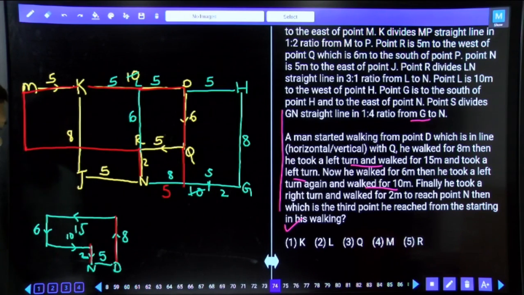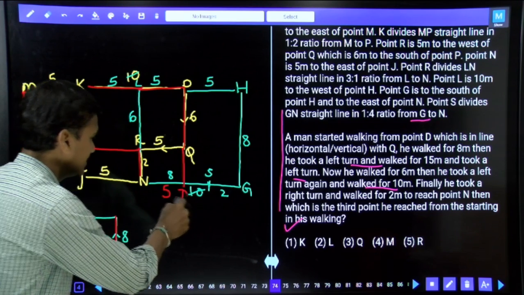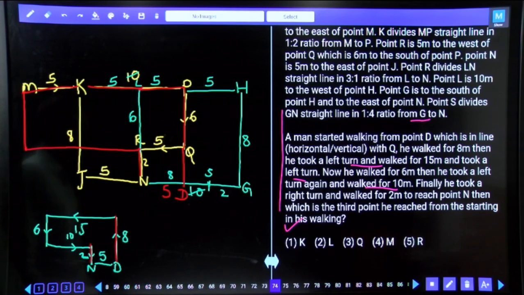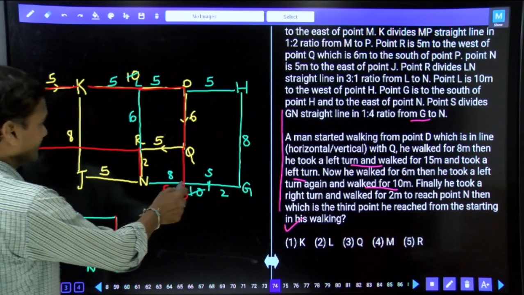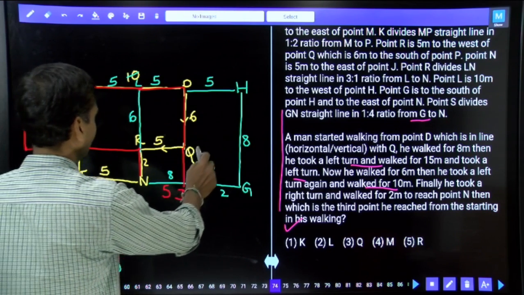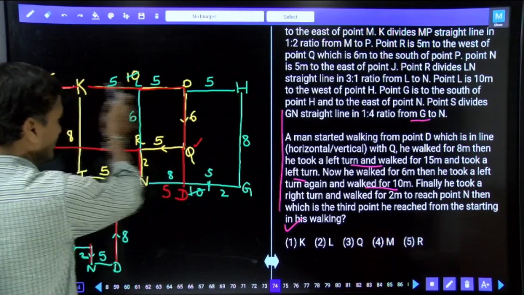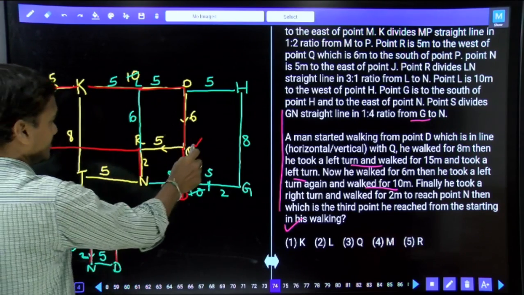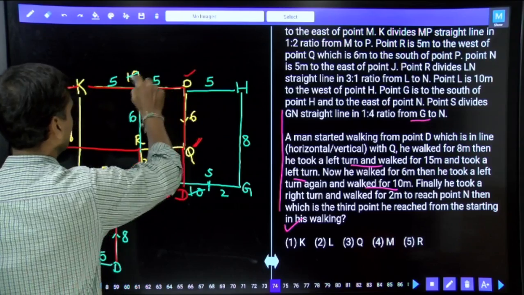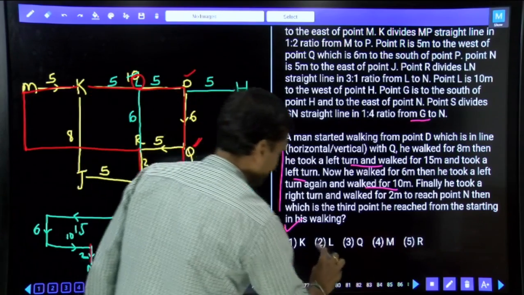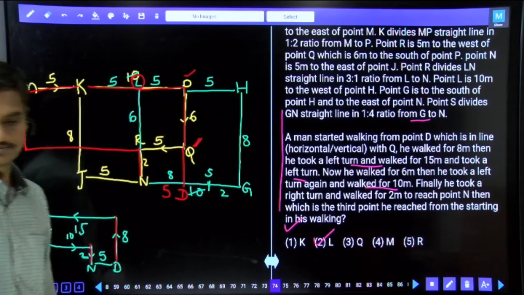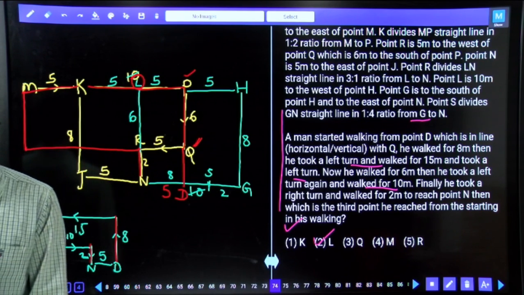Isn't it? Now what is the question here? This is point D. Now the question is about which is the third point he has touched, starting from here. What is the first point he has come across? Q, because he is moving in the reverse order. First Q, second point is P, third point is L. The third point he reached, he is touching, is L. Clear now?